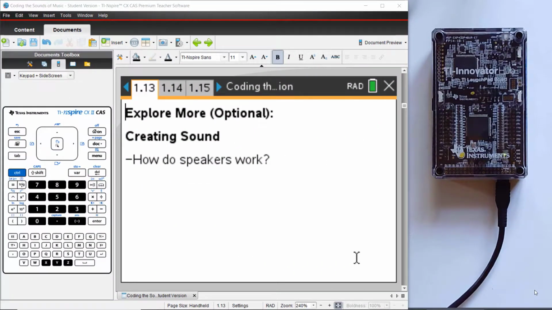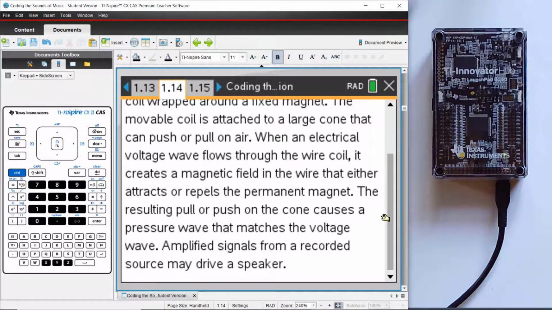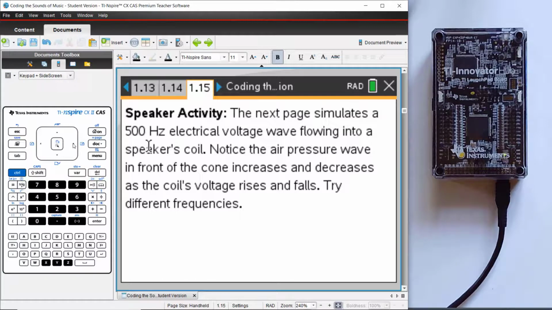Now that we've learned how a speaker works and a little bit about what sound is, now we're ready to take a look at the simulation. To do this, let's move to the next page by pressing the Control key and the click pad to the right. And here we'll basically read a summary of what we discussed in the prior video footage. So let's go forward once again, Control, click pad to the right, and here's a description of the simulation.